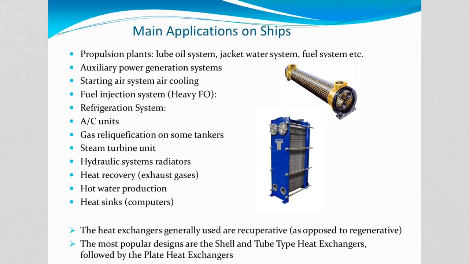It's also used on auxiliary power generation systems, air systems, fuel oil. When you use heavy fuel oil, you need to make sure the viscosity of the fuel is constant, and for that you are sending the fuel oil through heat exchangers in order to heat it up to a point where the viscosity is acceptable. Refrigeration systems are made of heat exchange units, AC units. Some tankers, gas tankers, you've got gas reliquefaction. Steam plants have got tons of many, many heat exchangers, and so on.